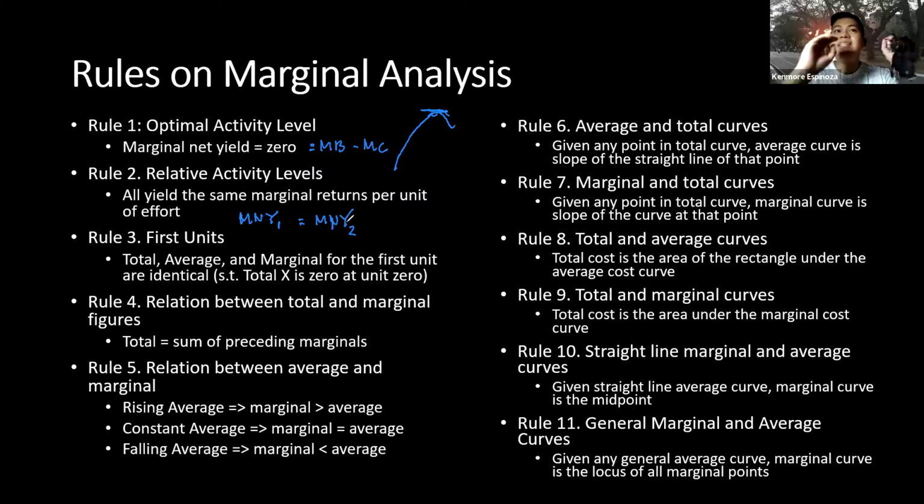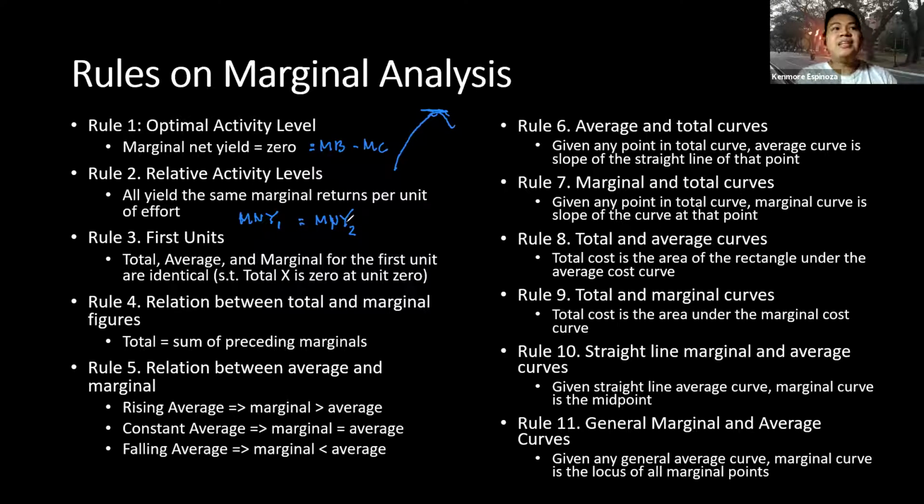Sa rule 1, you're not comparing between two products. So rule number 2, you're now comparing. Which one do you produce more or consume more? Then you compare their marginal net yields. You will see it later as we discuss sa ating discussion questions. Nandun yung how much time do we allocate for history and how much time do we allocate for studying economics based on our estimated grades.